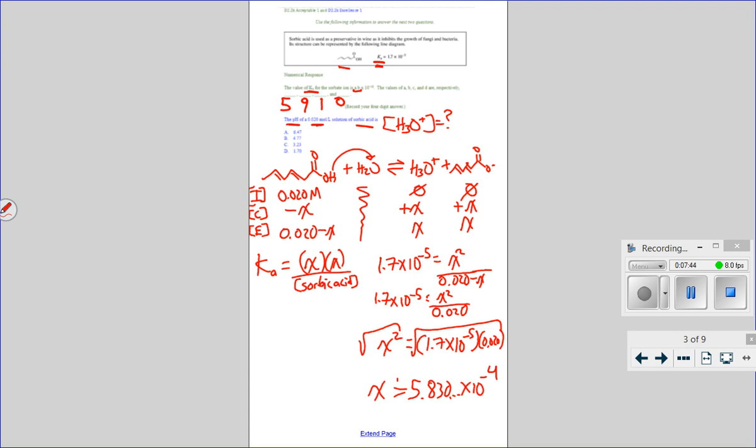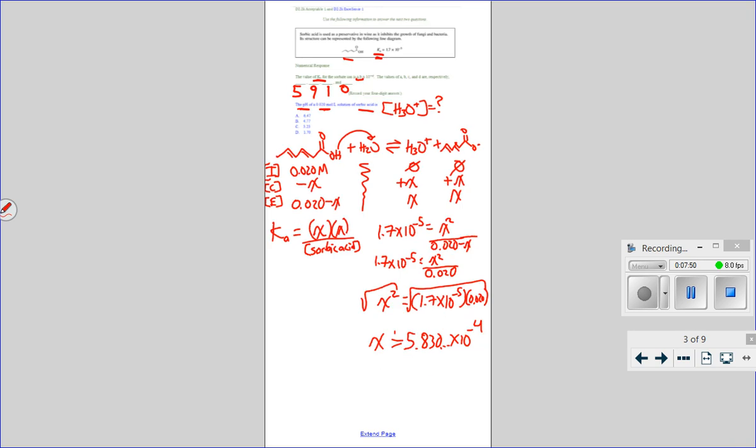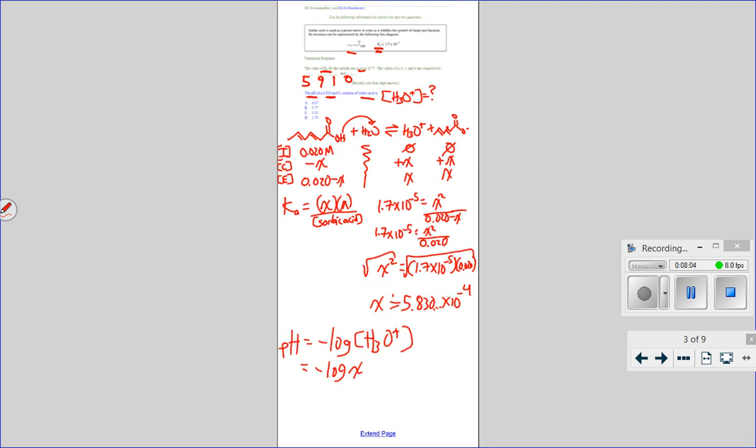What I've calculated at this point is my concentration of hydronium, but I actually want the value for pH. To calculate pH, you're going to go pH equals minus log of your hydronium ion concentration, which is minus log of x. When you put that value for x into your calculator and take the negative log of it, you're going to get approximately 3.23, which is option C. It's incredibly hard to read at this point, but it is option C, 3.23. So I know that C is my final answer.